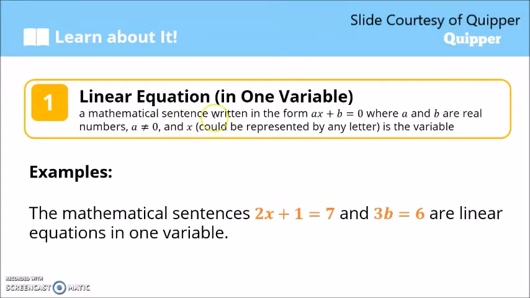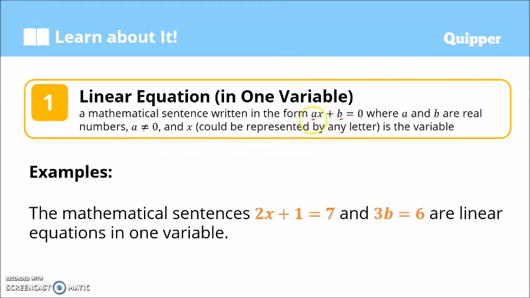So what is a linear equation in one variable? It is a mathematical sentence written in the form ax plus b equals 0, where a and b are real numbers, meaning the a here stands for any real number. It can be a whole number, an integer, a decimal, or a fraction. So, real numbers, a and b.